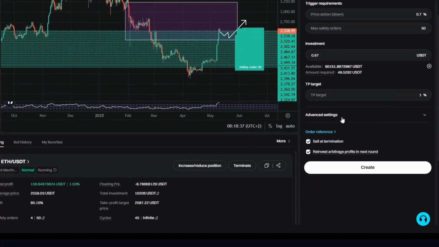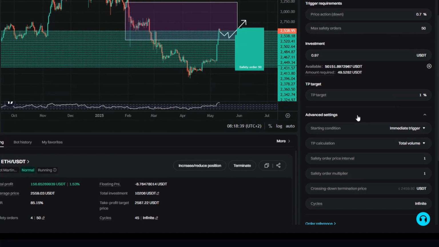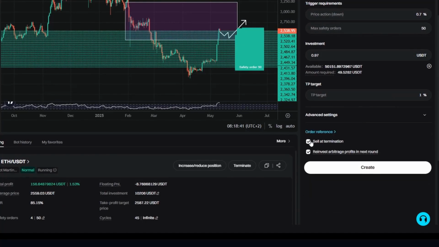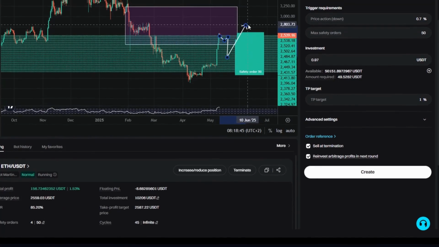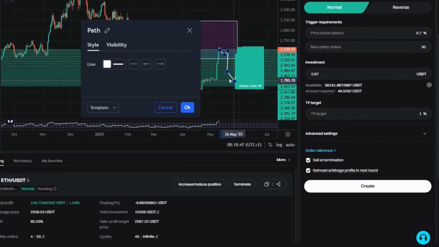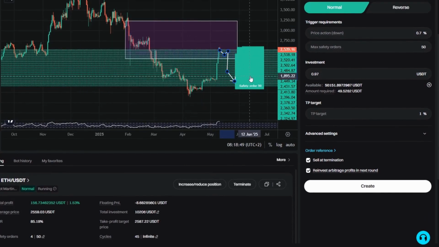If we continue now, we leave the advanced settings as they are. They are perfectly set. Seller termination simply means that you keep buying as the price keeps dropping, right? It could happen that the price keeps dropping significantly and you keep buying Ethereum. That is supposed to be sold.